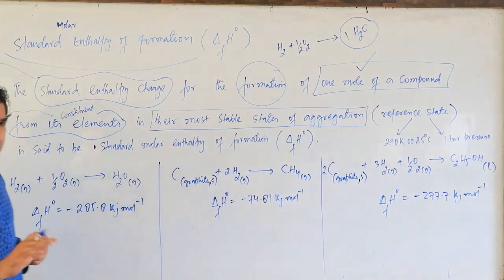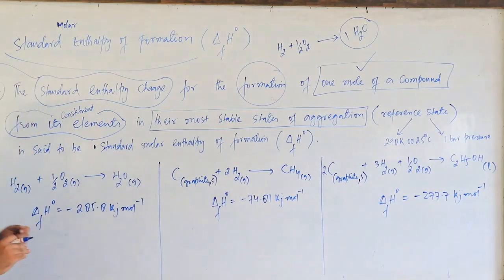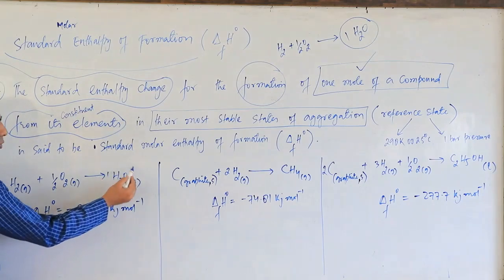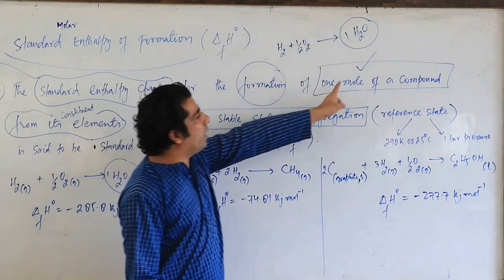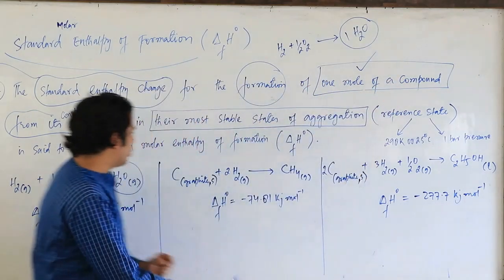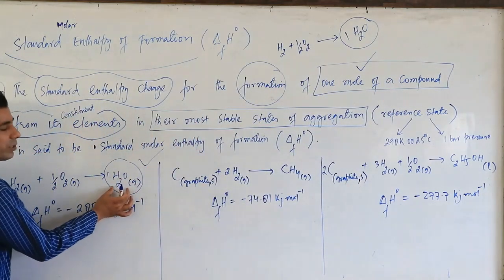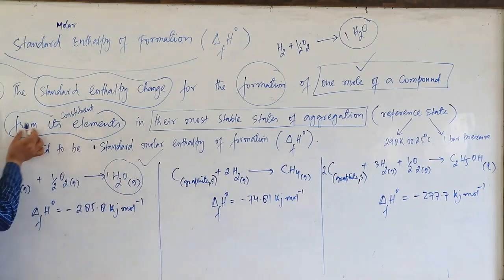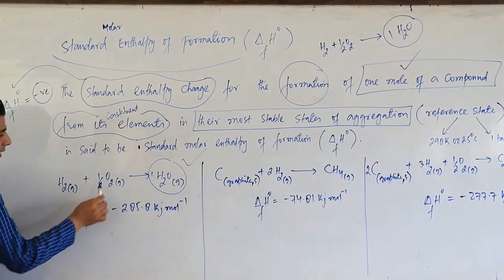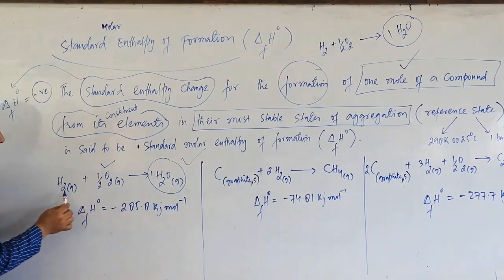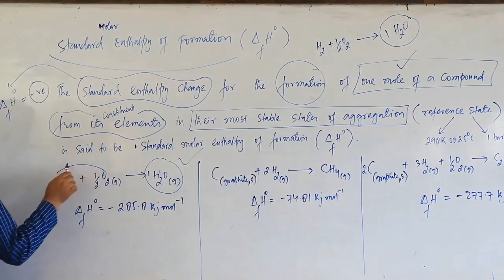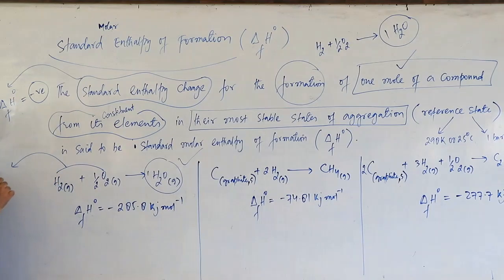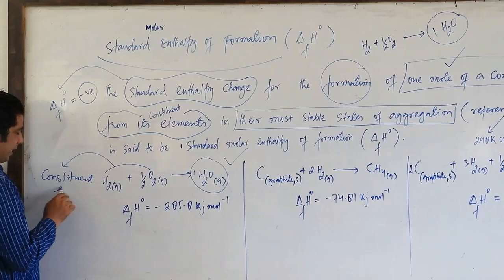So now, try to understand here. I want to make 1 mole of water. Look here. Formation of 1 mole of a compound. So I am making 1 mole of water from its constituent elements. What are the constituent elements? O2 and H2. So I can call these two, my dear friends, constituent elements.